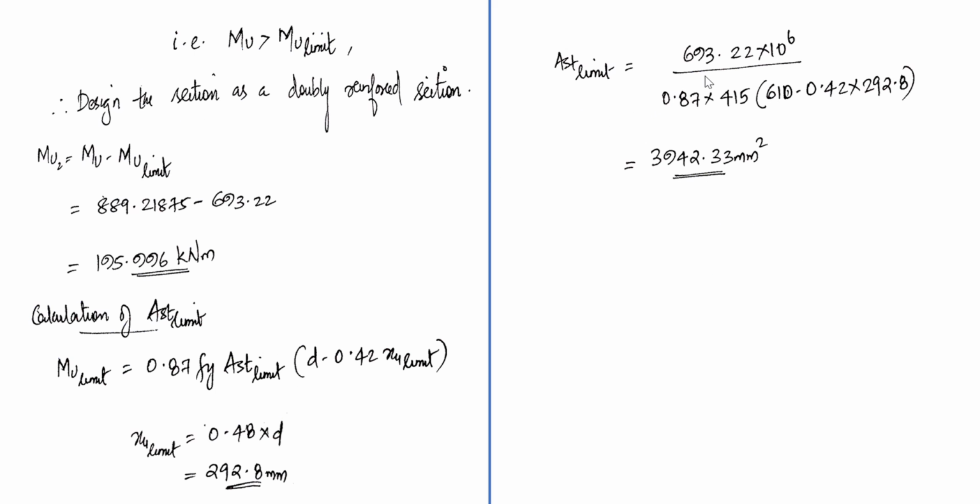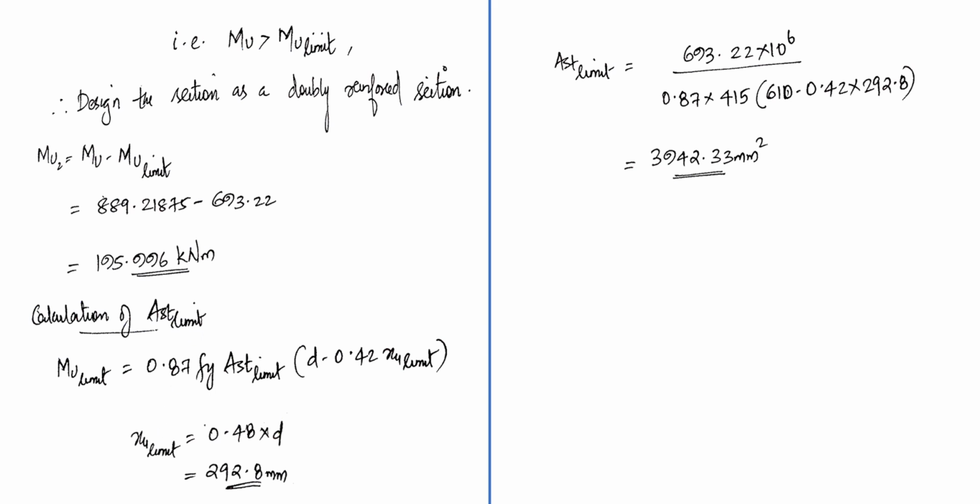693.22 kilonewton meter. You will get Ast limit as 693.22 into 10 raised to 6 by 0.87 into 415 into (d, that is 610, minus 0.42 into Xu limit). Xu limit is 292.8. You'll get this value as 3942.33 mm square. Now you have obtained the value for Ast limit.